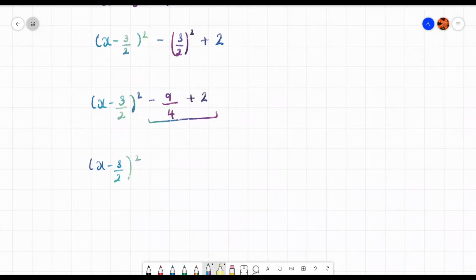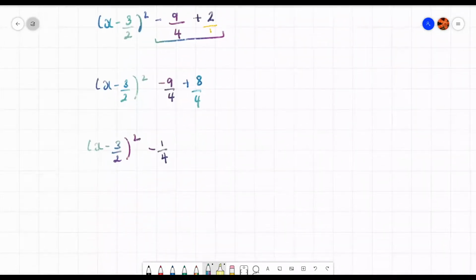If I'm adding or subtracting with a fraction, I've got to put it under a common denominator, haven't I? So let's do that. I've got minus 9 over 4. Well, what's the invisible denominator under 2? It's 1, isn't it? So I times top and bottom by 4. So I end up with 8 over 4. So x minus 3 over 2 all squared. Well, now this is easy to do. Minus 9 add 8 is minus 1, isn't it? It's minus 1/4. There we are.